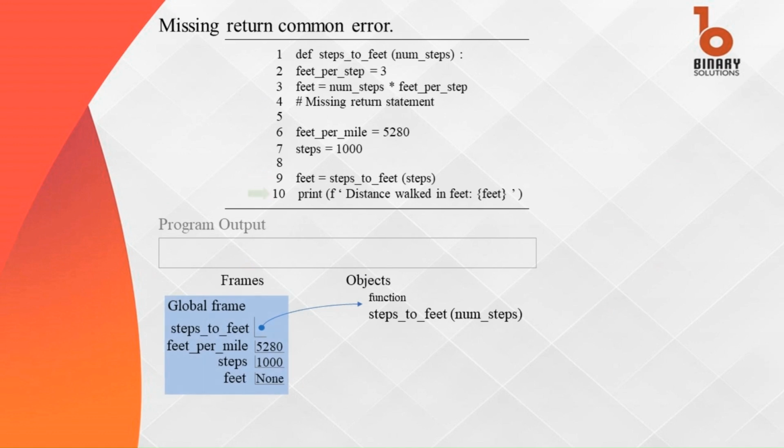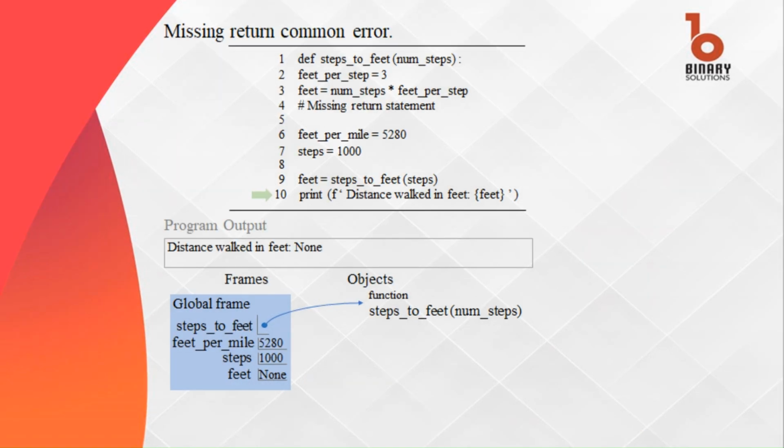Since there is no return statement in steps to feet, the function returns none, which is then assigned to the variable feet. When the program attempts to print the distance walked using this variable, the output is distance walked in none feet. This example highlights the importance of always including a return statement in functions that are expected to return a value. Without it, the function will return none by default, leading to incorrect or confusing program behavior.